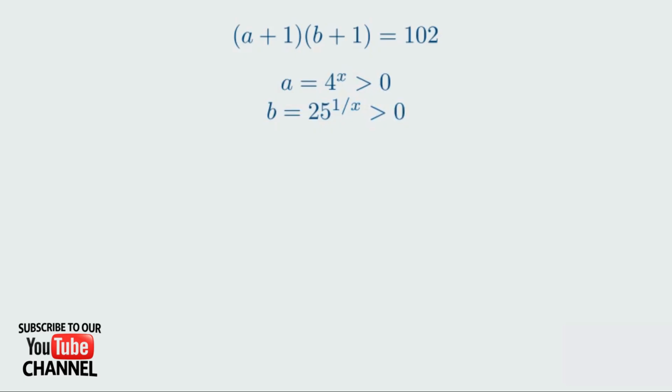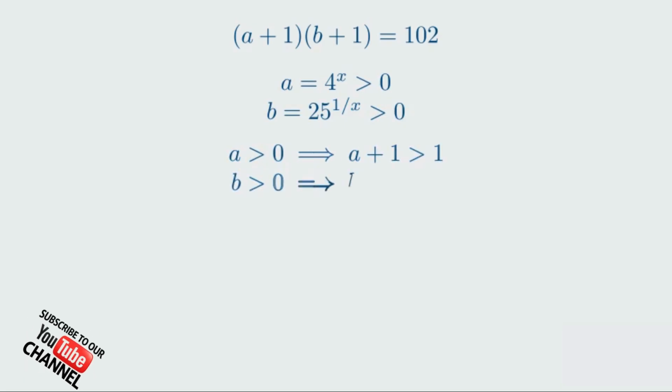What does this mean for the terms in our factored equation, a plus 1 and b plus 1? Since a and b are both positive, it logically follows that a plus 1 must be greater than 1 and b plus 1 must also be greater than 1. This is a crucial restriction that will help us find the solution. So, we are looking for two factors of 102, both of which are greater than 1.